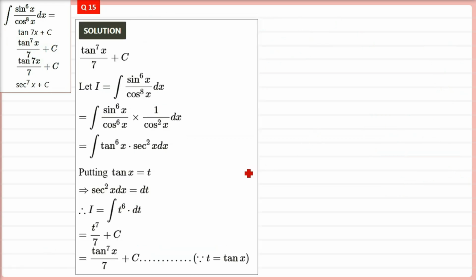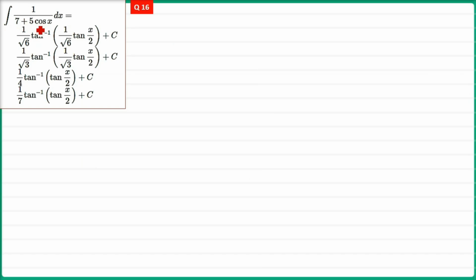Now the next thing is how to do this, and if it would not have been an MCQ, this is the way you're going to go about it. Whenever this kind of question comes, 1 by 7 plus 5 cos x, or some a plus b sin x, this question needs tan x by 2 conversion. In the options also, fortunately, we can see that these all have tan x by 2 in between. That means the first hint is to convert or change this cos x in terms of tan x by 2.